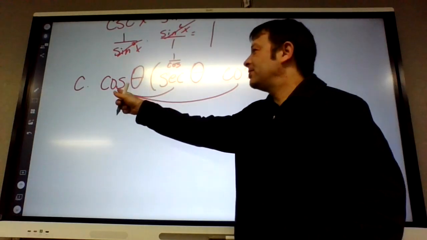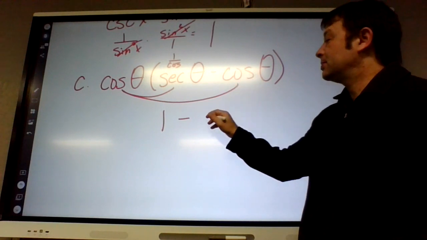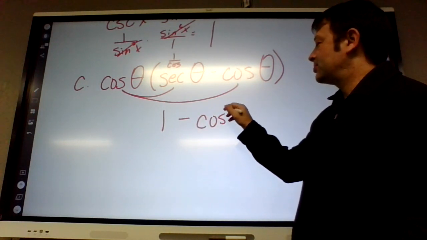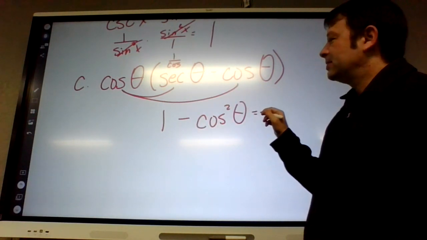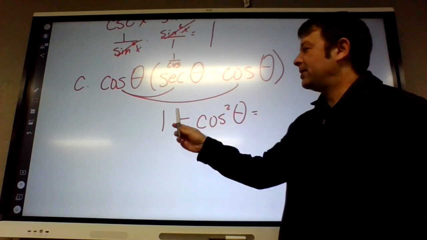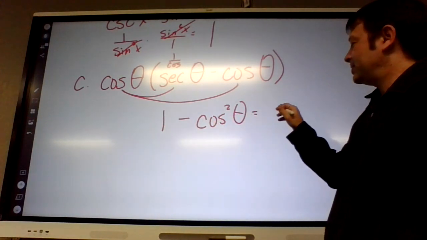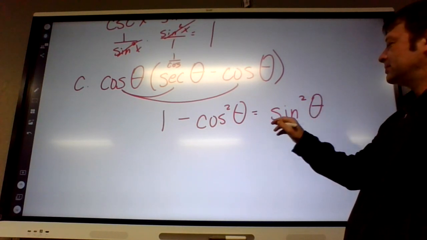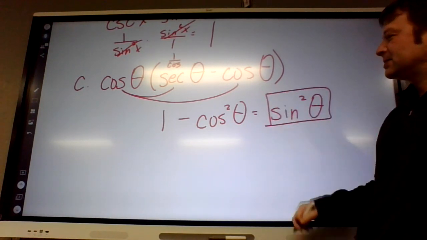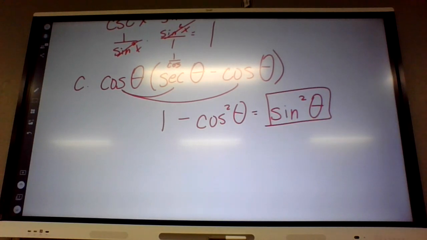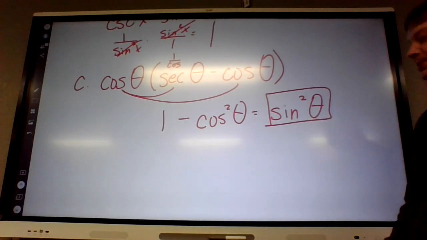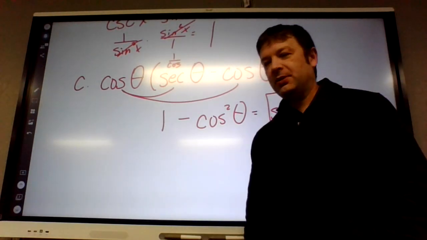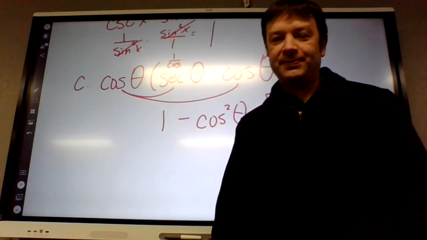Minus, what's cosine times cosine? Cosine squared. Equals 1 minus cosine squared. Sine squared. Alright, why don't you guys try 2, 4, 6.